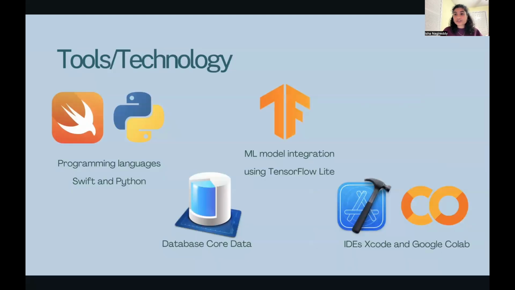The tools and technologies that were used were the following. Programming languages Swift and Python were used, database was Core Data, ML model integration was done using TensorFlow Lite, and the IDEs Xcode and Google Colab were used.